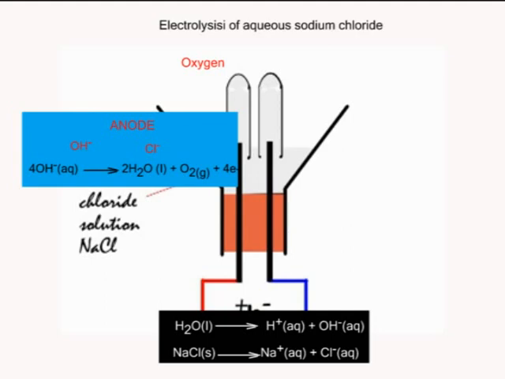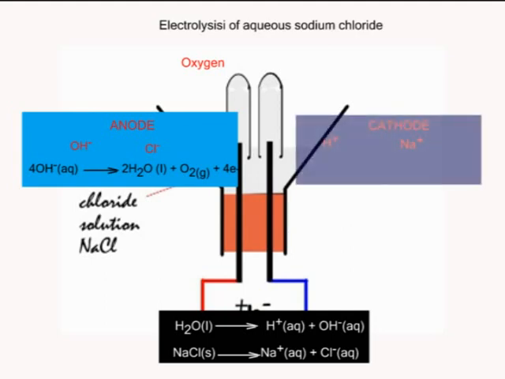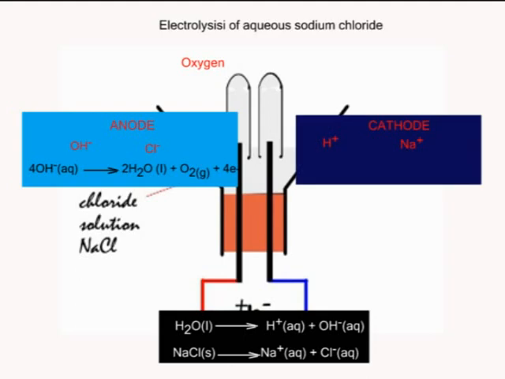Sodium and hydrogen ions will migrate to the cathode, but hydrogen is preferentially discharged to generate hydrogen gas as was done earlier. So you realize the electrolysis of sodium chloride solution is simply the electrolysis of water, based on the products that are produced, that is hydrogen and oxygen.